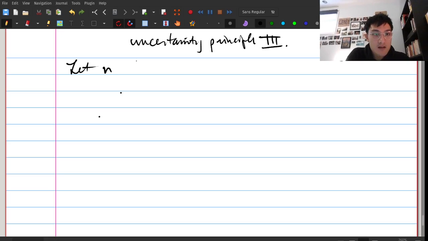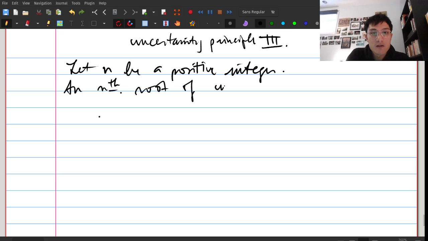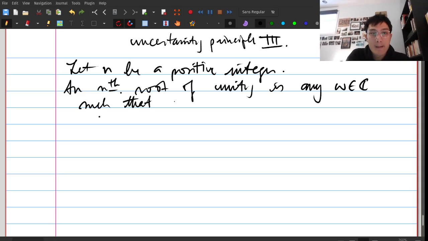So let n be a positive integer, and an nth root of unity is any complex number omega such that omega to the n equals 1. Unity just means 1, so it's a fancy math way of saying you can think of it as an nth root of 1. Okay? Now, what does this look like?